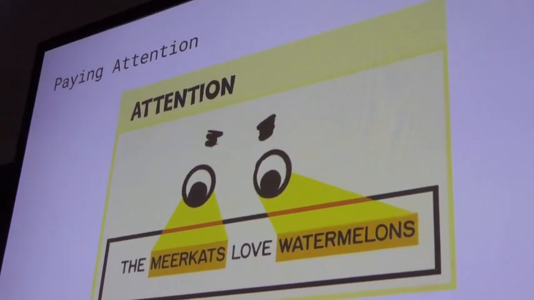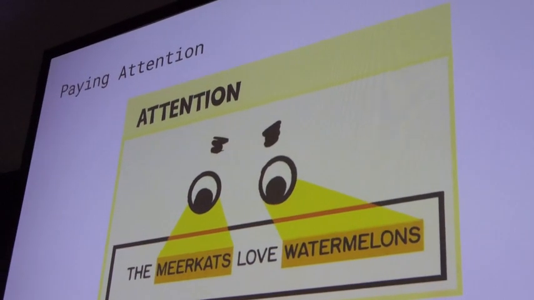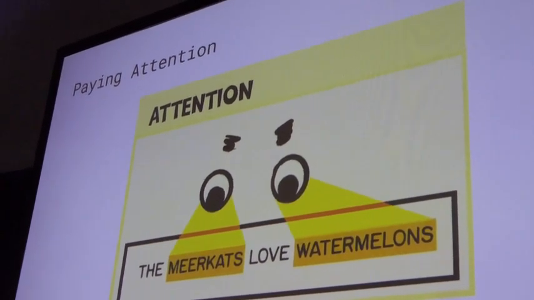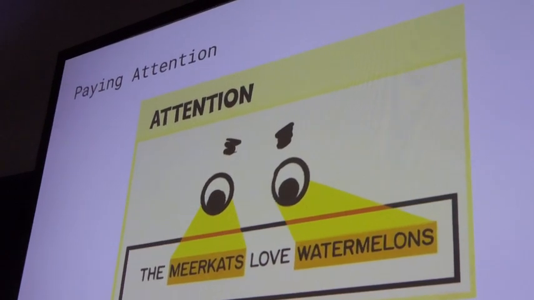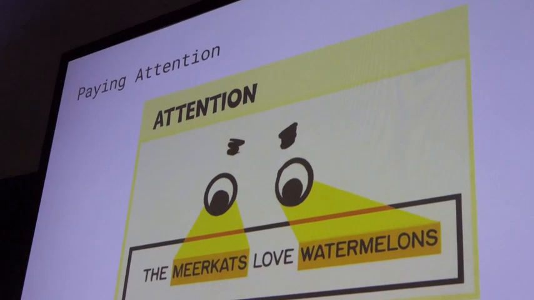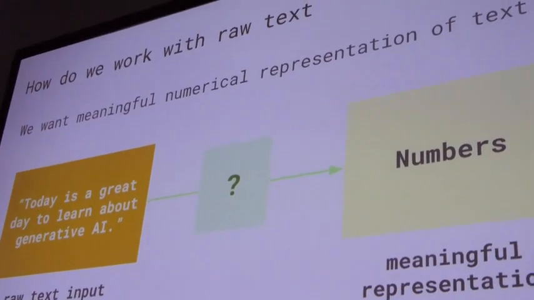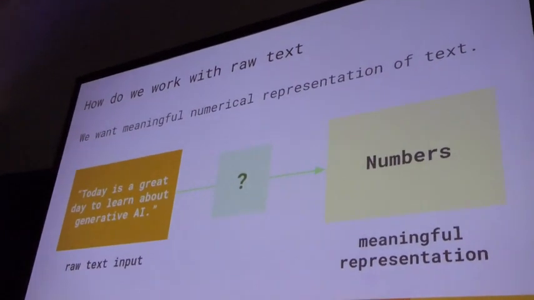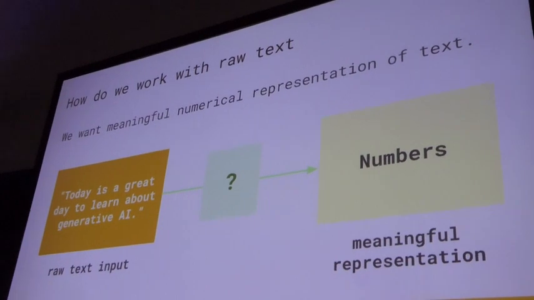When a transformer model is processing a sentence, it doesn't treat all parts of the sequence equally. Instead, it focuses more on the important parts that are relevant to understanding the meaning. So our goal here is, given an input sequence, we want to attend to different parts of the sequence. But before that, first we need to look at how we work with raw text. Given the text sequence, we wish to convert it into a meaningful numerical representation that computers can easily work with.